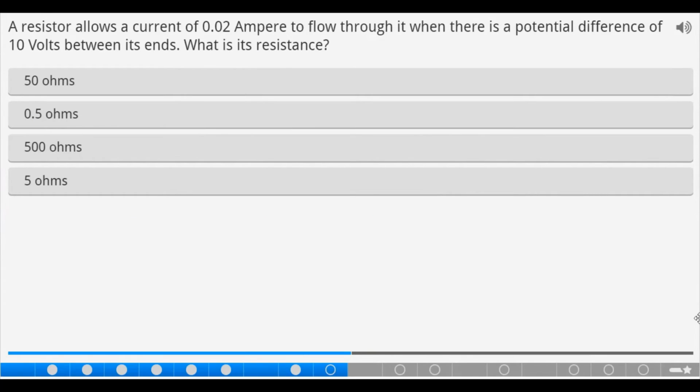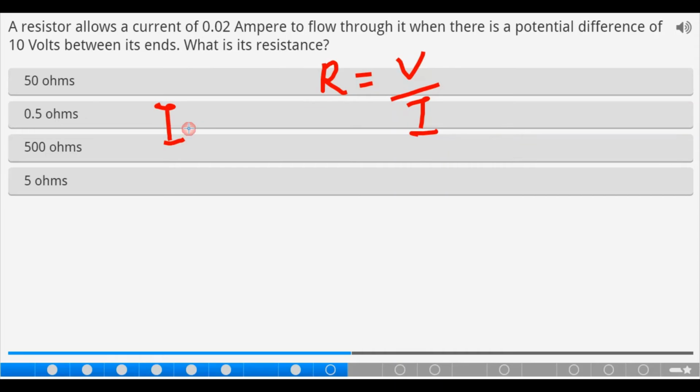Now, looking at this question again, a resistor allows the current of 0.02 ampere to flow through it when there is a potential difference of 10 volts between its ends. What is its resistance? Don't forget that R is equal to what? V over I. So let's go from the known to the unknown.